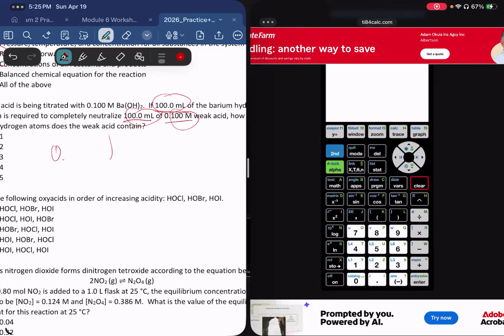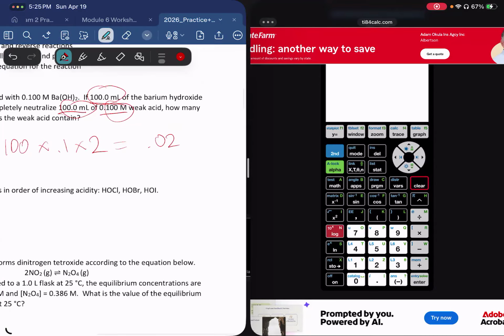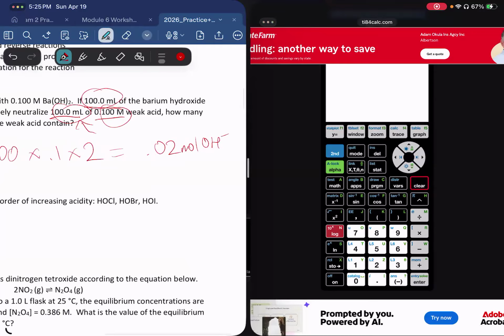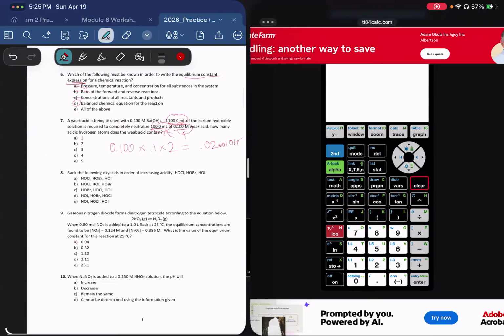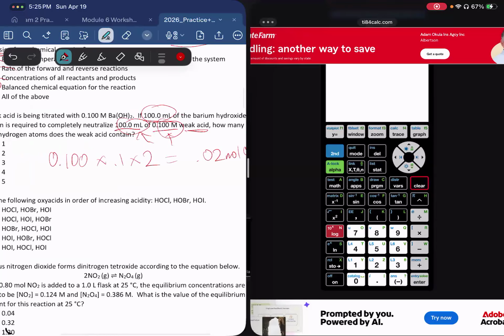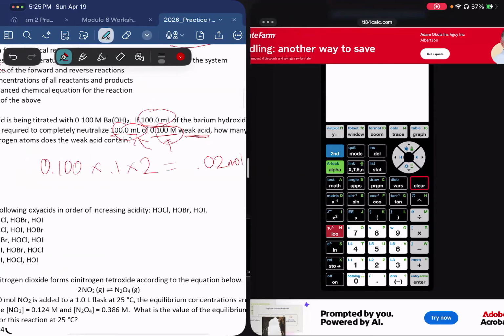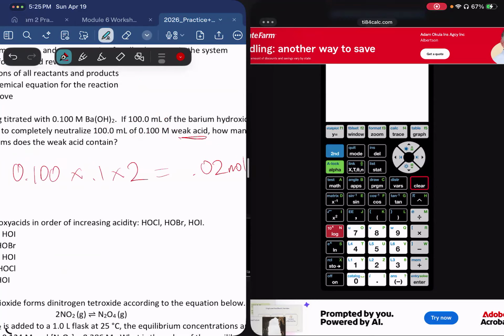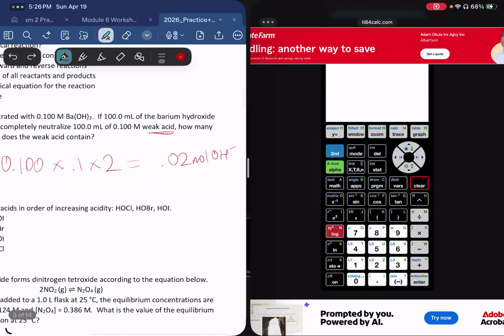So if I were to find the moles of barium hydroxide, that would be the formula for that. So it would be 0.02 mole of hydroxide. If there's the same amount of weak acid, that means this weak acid has to have two hydronium. How do I know that? It's because it's the same amount. If this reacts with this amount, while also producing two hydroxide, that also means that the weak acid must have 2 moles of that.